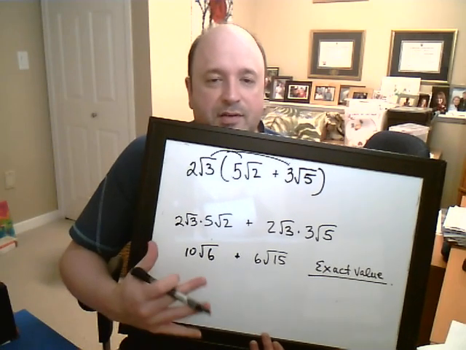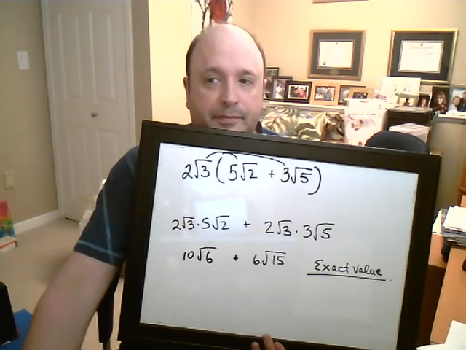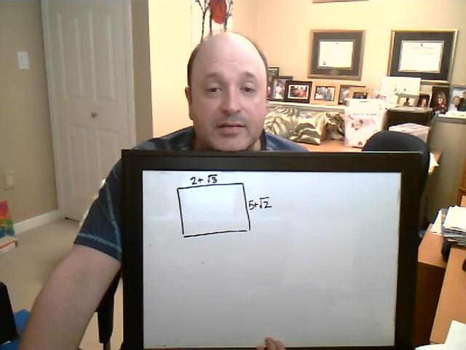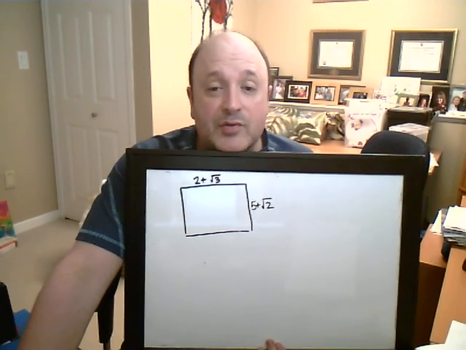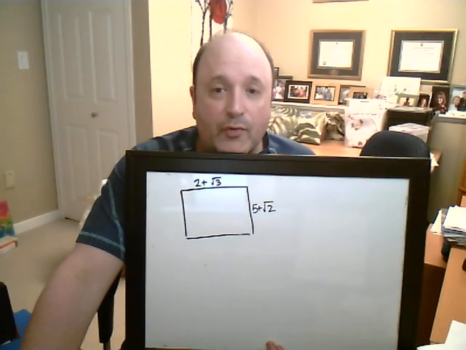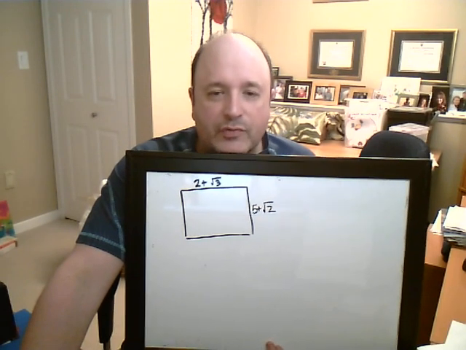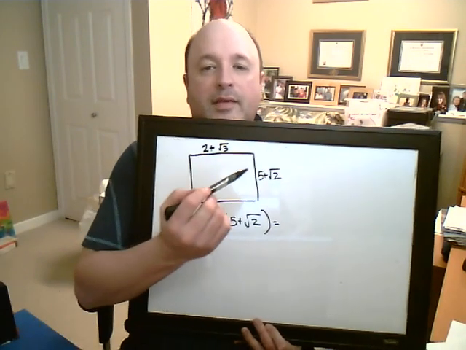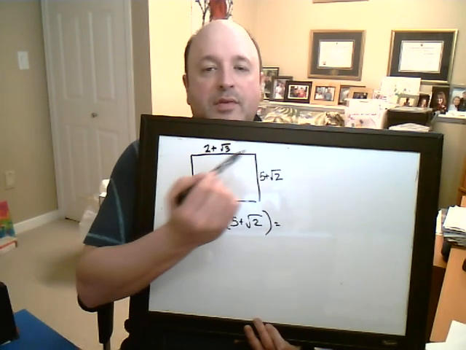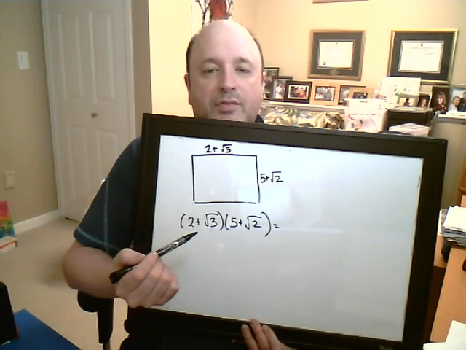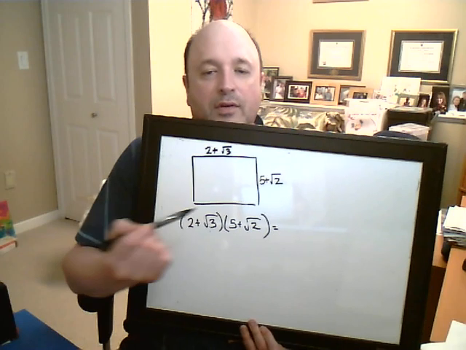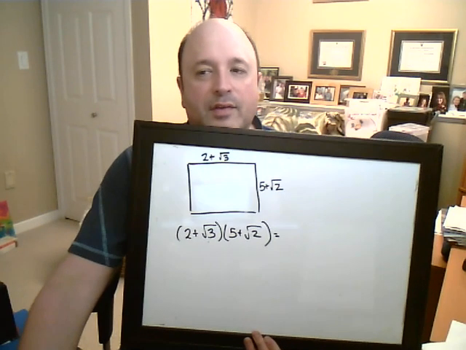So let's see how this plays out in terms of things like area. We're asked to calculate the area of something that looks like this. That just means we take the length times the width, right? So we'll write a little FOIL question for us. Length times width: the length is 2 plus root 3, the width is 5 plus root 2, and that just means we have to do our FOIL. First, outside, inside, last, just like a regular polynomial.